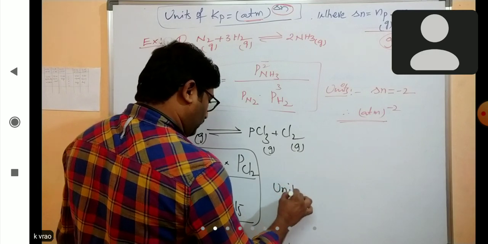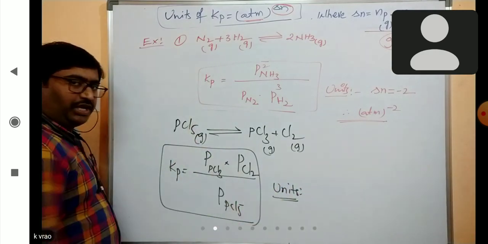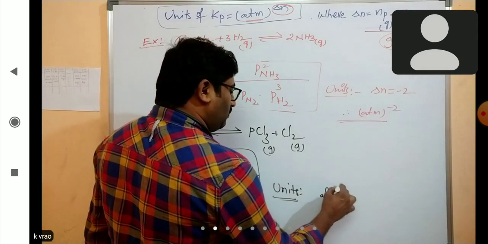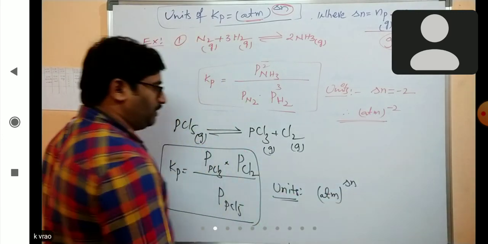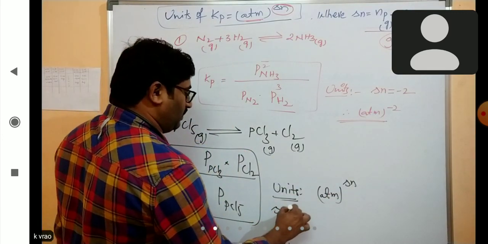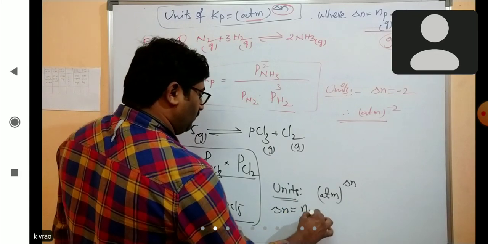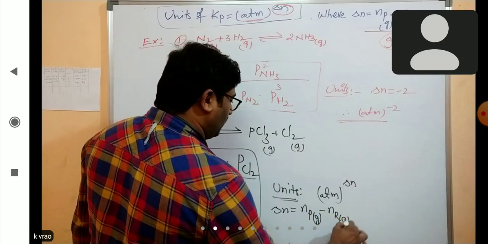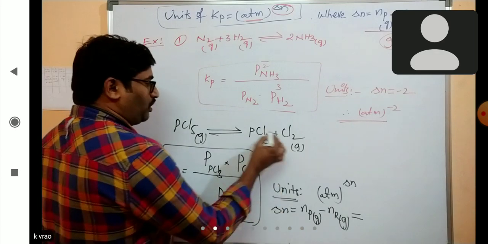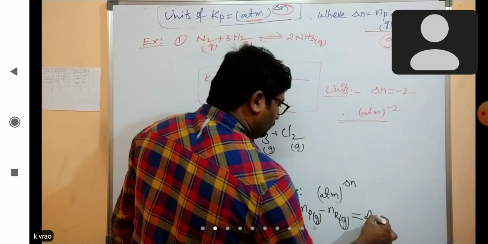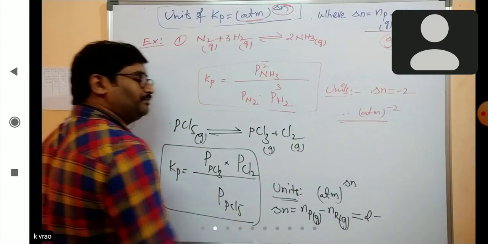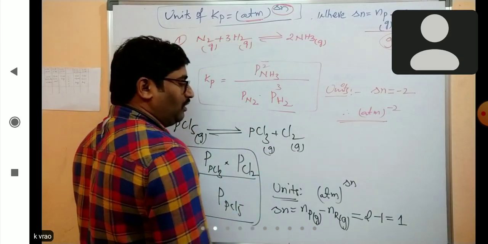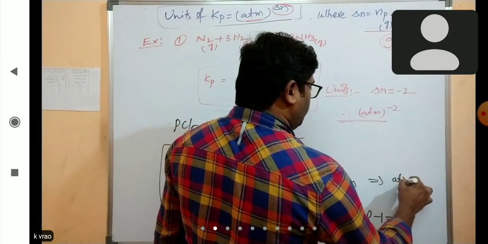Now the units of this reaction. So how to calculate the units? We know units are atmosphere power delta n. The delta n value is equal to the number of moles of products which are present in gas state minus the number of moles of reactants which are present in gas state. That is, products 1 plus 1, 2 moles, minus 1 mole. 2 minus 1 is equal to 1. So the delta n value is equal to 1. Therefore, the units are atmosphere power 1.